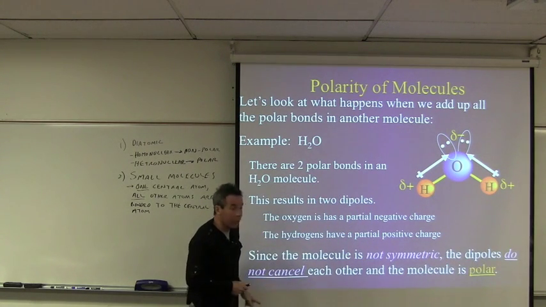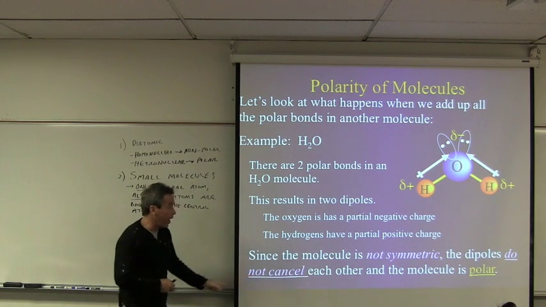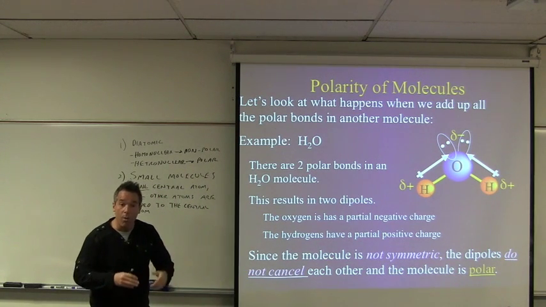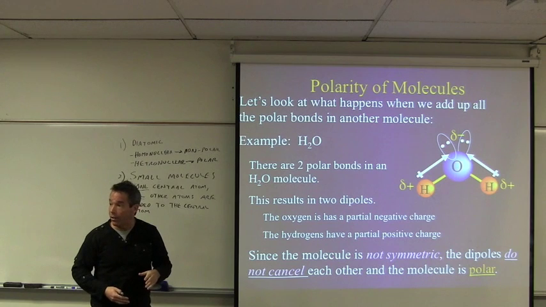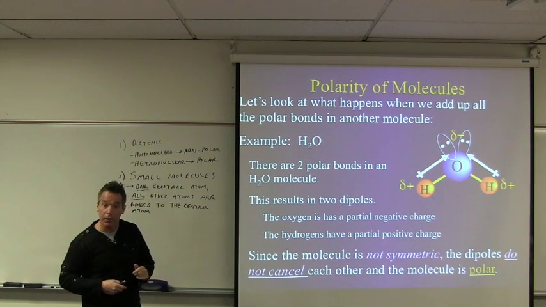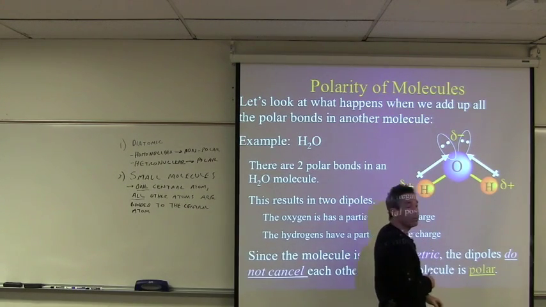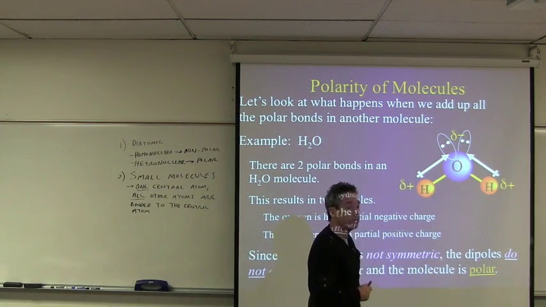Since that water molecule is not symmetric, the dipoles do not cancel each other out. And the overall molecule has a positive and negative side. The molecule now has one side that's more negative and the other side that's more positive. That's a polar molecule. But wouldn't it be the lone pairs then that create the polarity?